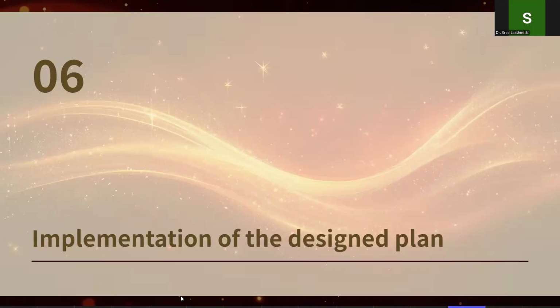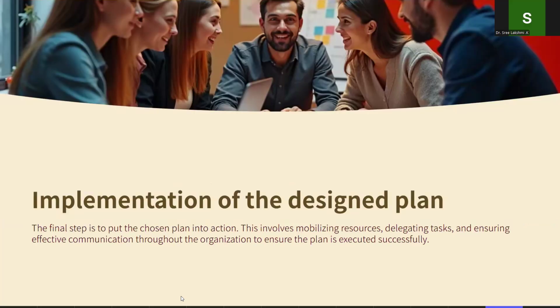We move on to the sixth step, which is the implementation of the designated plan. The final step is to put the chosen plan into action. It involves mobilizing all the resources required, delegating the work or tasks, and ensuring effective communication is passed on throughout the organization to ensure that the plan is executed successfully. So, these are the 6 steps involved in the entire planning process.